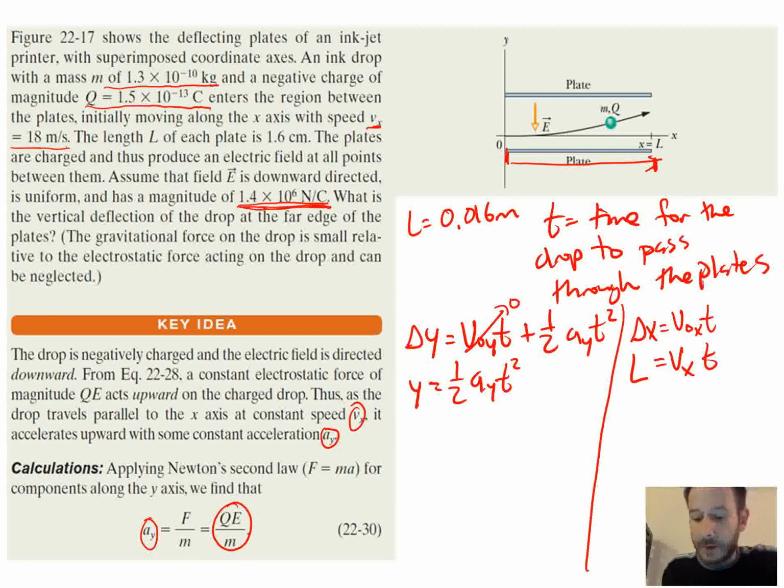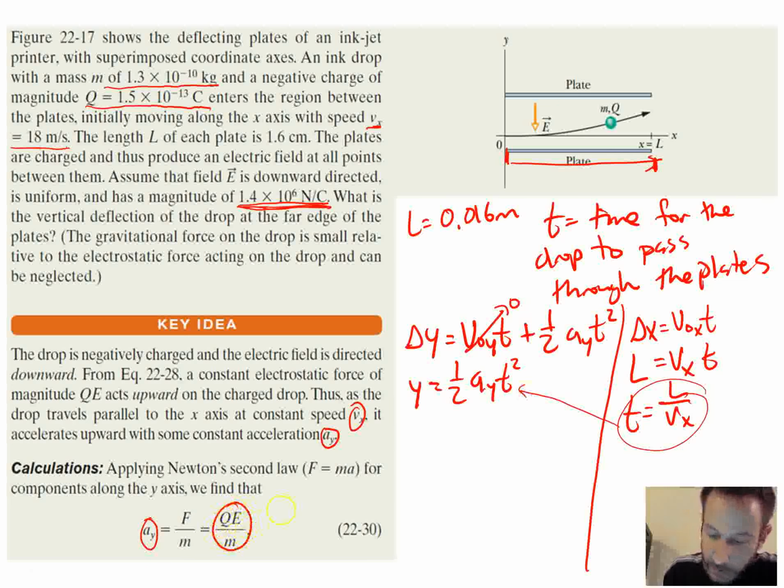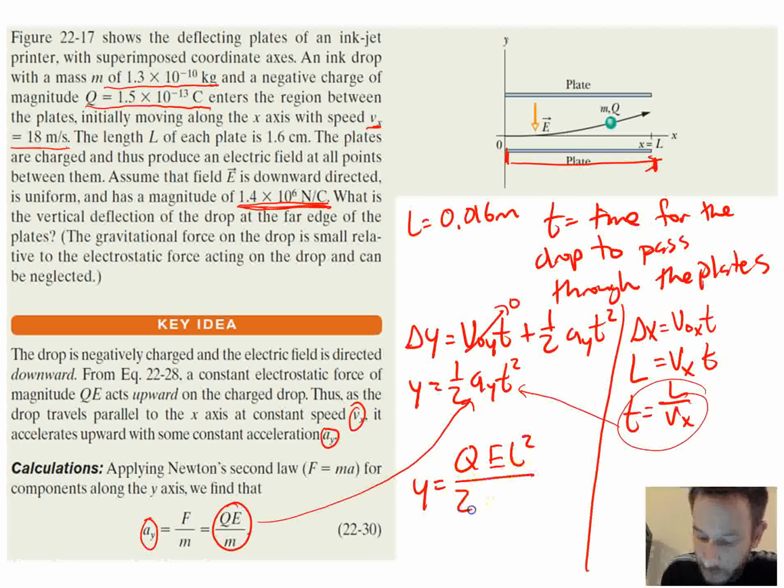All right, so now I have two equations with t in it. What I'd like to do is get rid of the t now. So if I solve the x equation for t, it's going to be L over Vx. I take this result and I plug it into here. I also take our QE over m, plug it in for a, and the result that we get is y is equal to QE times L squared divided by 2 times the mass times the x component of the velocity squared.